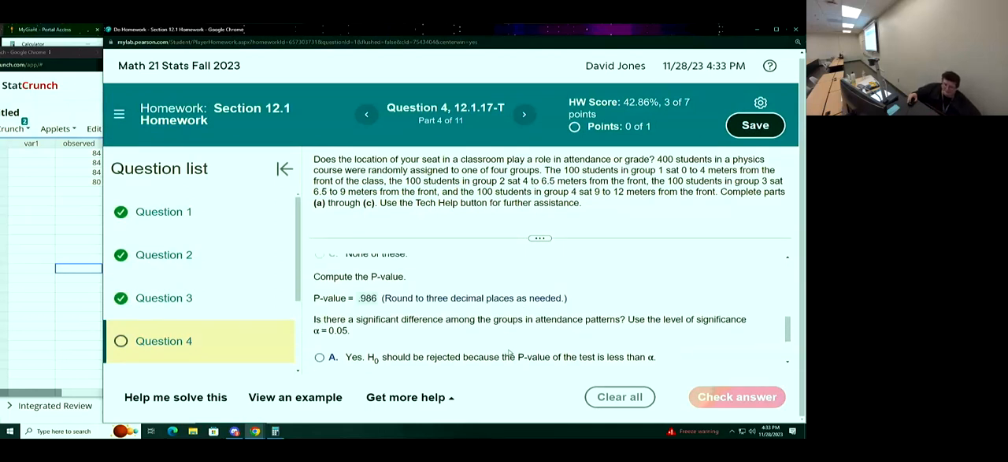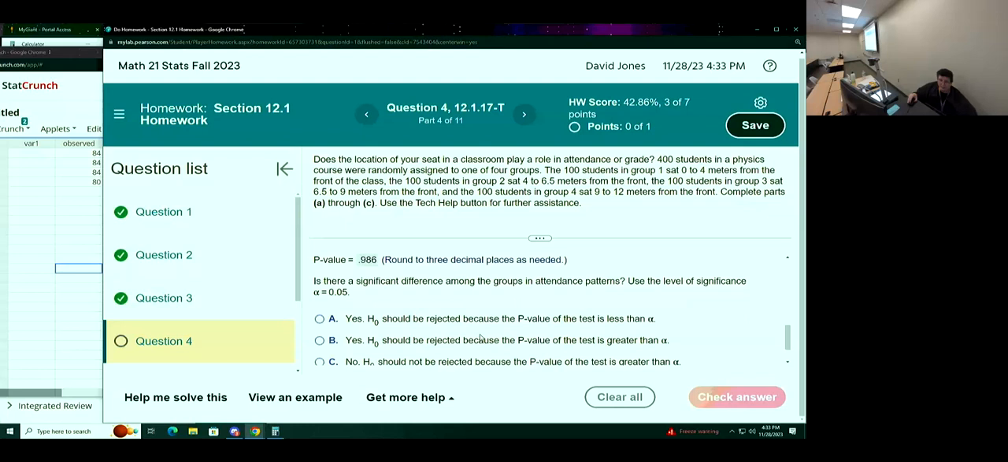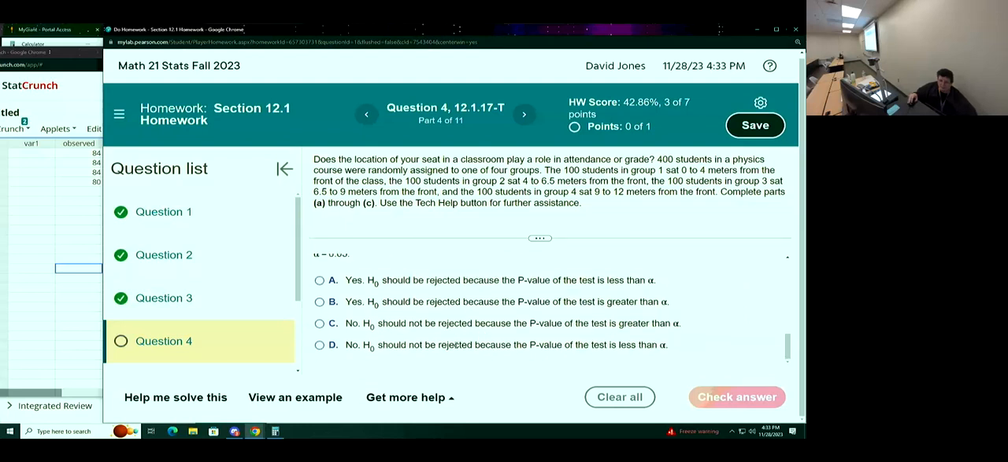Is there a significant difference? No. We are not rejecting H0, so we're not supporting HA. H0 should not be rejected because the p-value of the test is greater than alpha.